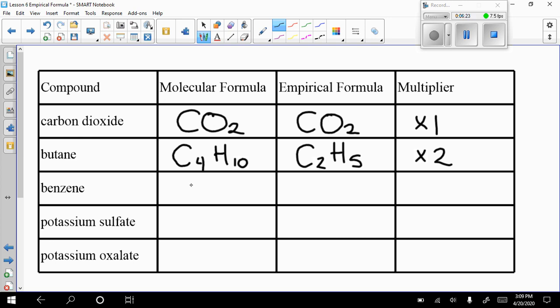All right, let's look at another one. Benzene is C6H6.